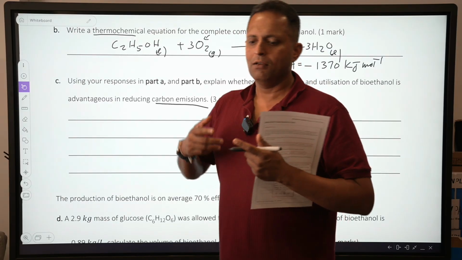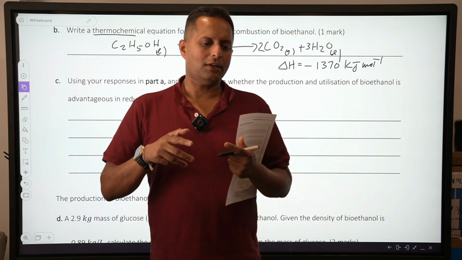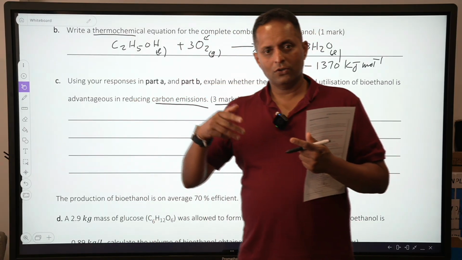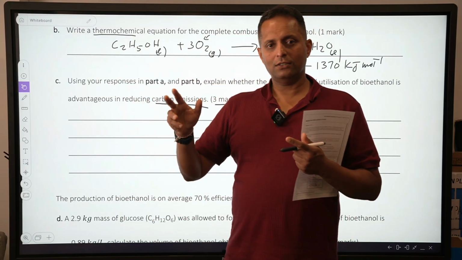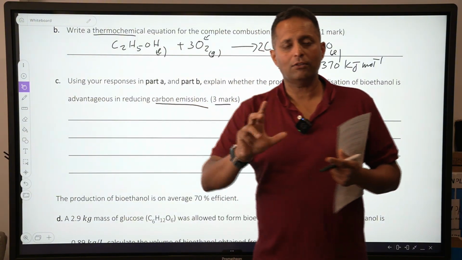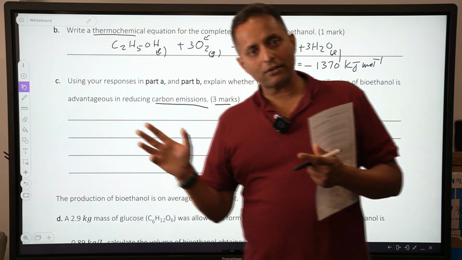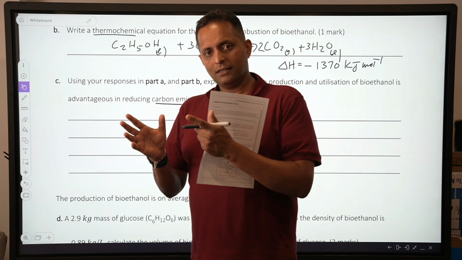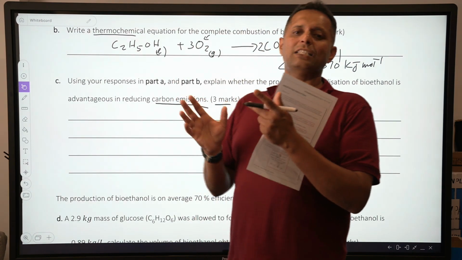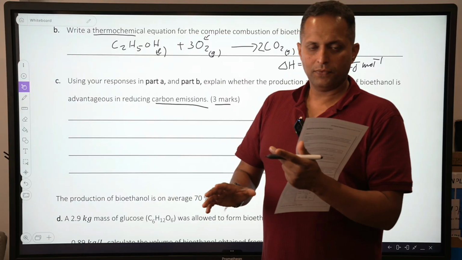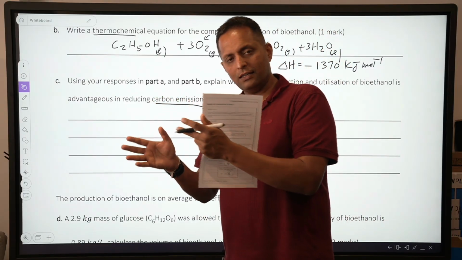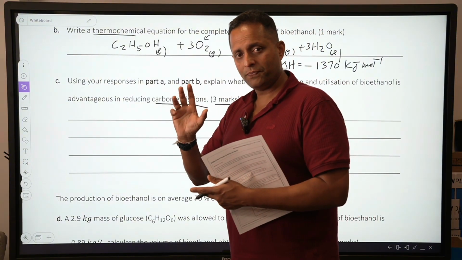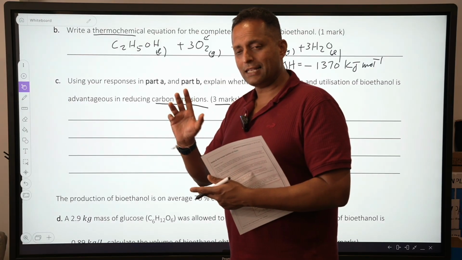You have to say plants absorb carbon dioxide during photosynthesis and make glucose. Glucose is fermented to make bioethanol. When bioethanol is combusted, it releases carbon dioxide. The carbon dioxide it releases has been previously absorbed. So they release the same amount of carbon dioxide that was previously absorbed. Let me give you that answer in the description.